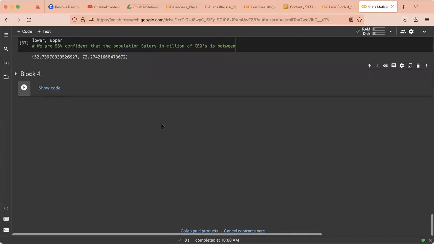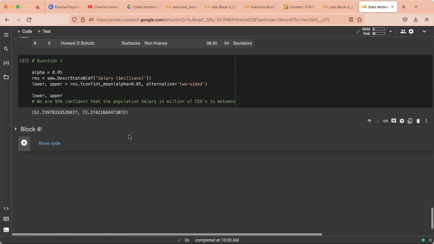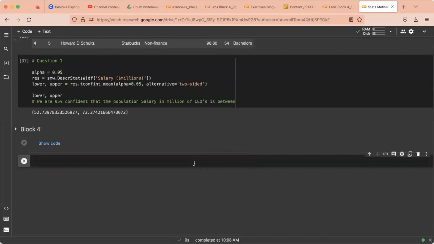Okay, so we have graduated block three. It's this thing up here. So now we will be looking at block four, which starts delving into hypothesis testing, which is way more interesting than confidence intervals. And that is for one simple reason.